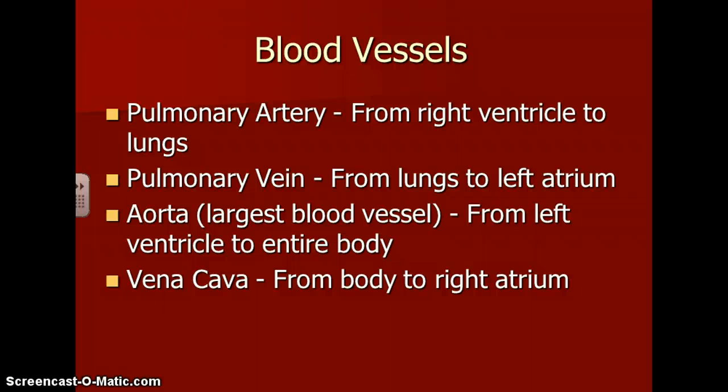Just reviewing, going back to our blood vessels and how things travel. The pulmonary artery goes from the right ventricle to the lungs. The pulmonary vein from the lungs to the left atrium. So you should be able to associate pulmonary with lungs, if that helps you remember things. The aorta, which by the way is the largest blood vessel, goes from the left ventricle to the entire body. And the vena cava, remember, brings the blood back from the body to the right atrium of the heart.